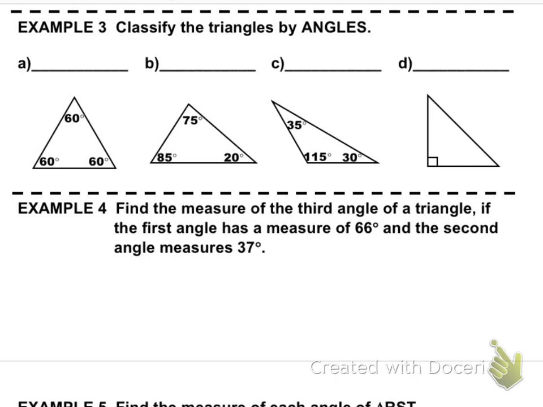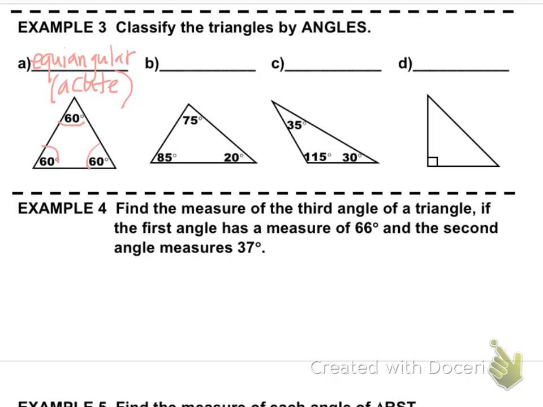The first triangle, because all of the angles are congruent, is equiangular. Now we know that this is also equilateral, but if I ask you to classify it by angles, I want to hear equiangular. You could also classify this triangle as acute because all of its angles are less than 90, so that would also be okay.